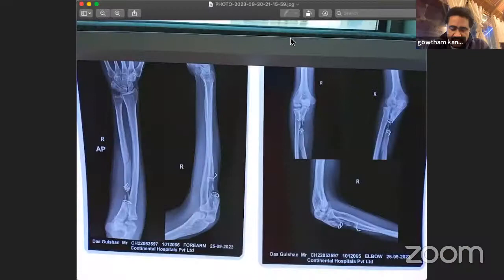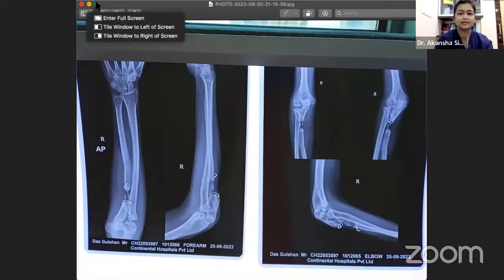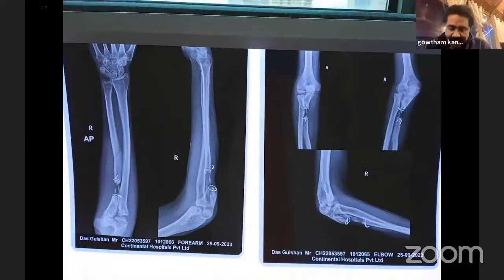Did you get the X-ray? Yeah, got it, sir. Sir, is my screen visible? Yes. That is the present X-ray.